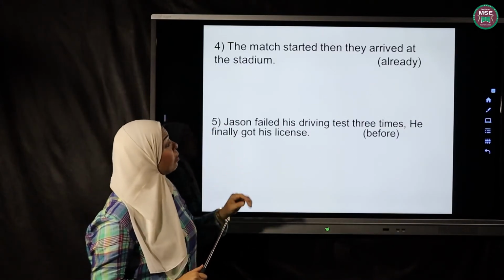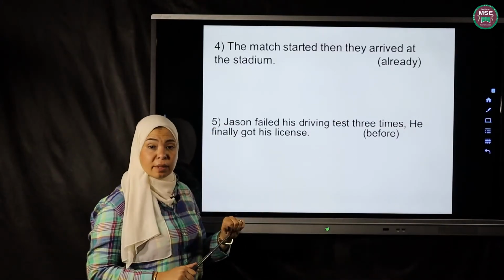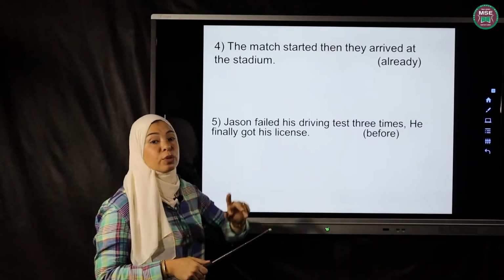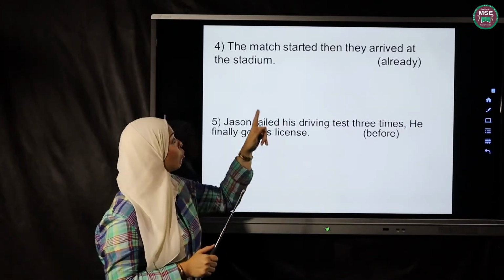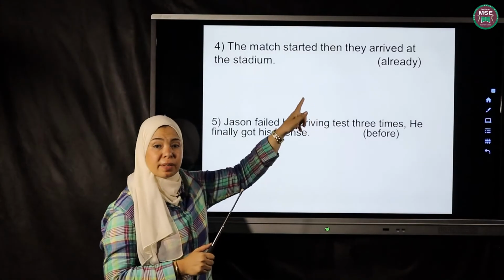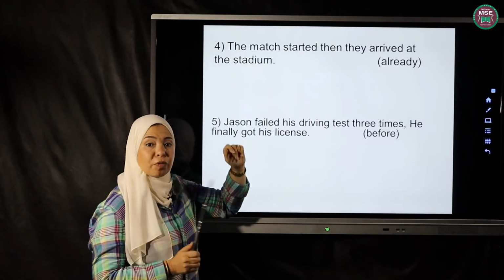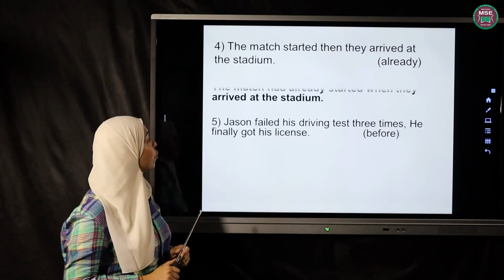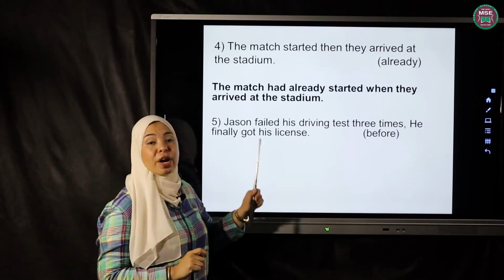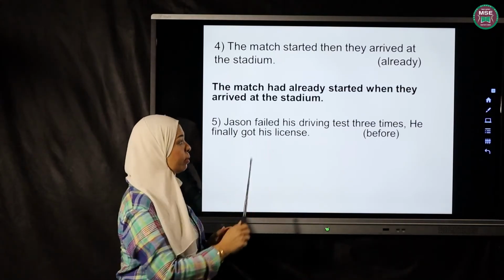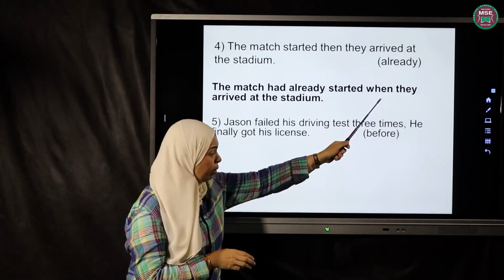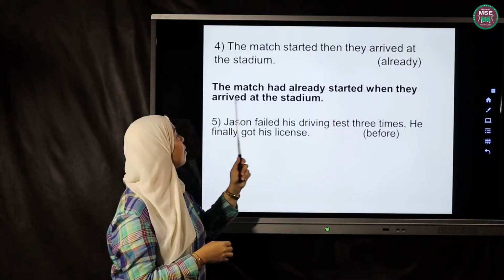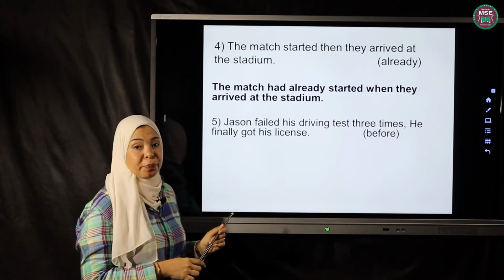The match started, then they arrived at the stadium. Started, then they arrived. Rewrite using already. Here I want you to use already, and we have two verbs. This means that I'm going to apply past perfect, not present perfect. Okay? The answer? The match had already started. Had already started. When? There should be when. Okay? You have to put when. They arrived at the stadium.